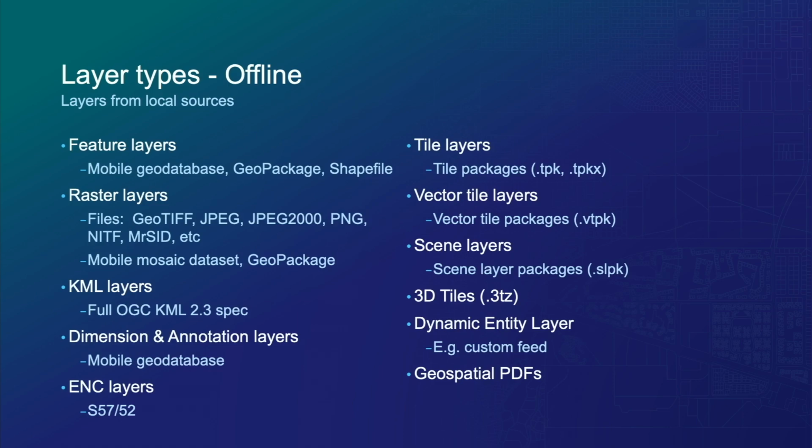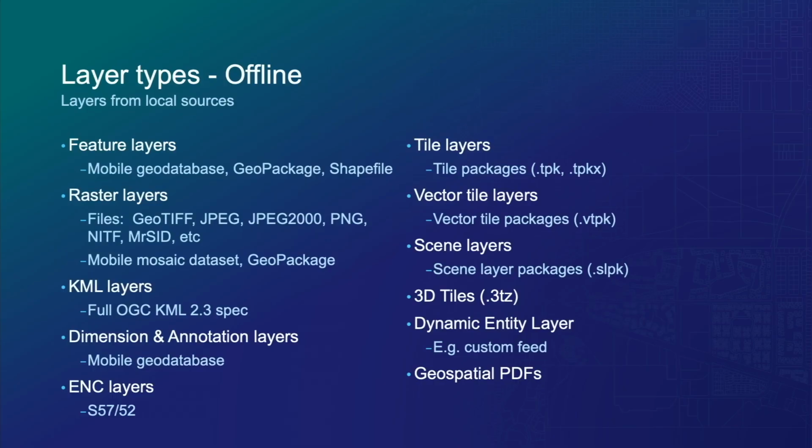And even dynamic entity layers. So with that customizable API, you could create a dynamic entity layer that doesn't go to a service. Maybe it feeds off something local. Perhaps you've got a peer-to-peer network and you're just feeding live information across that isolated peer-to-peer network, not connected to the internet in any way. You could bring those updates dynamically into your application.